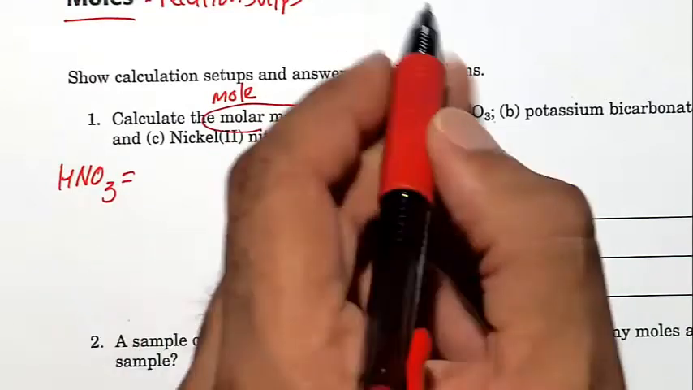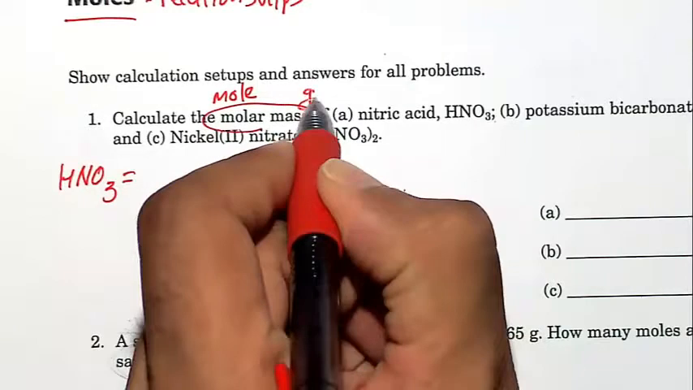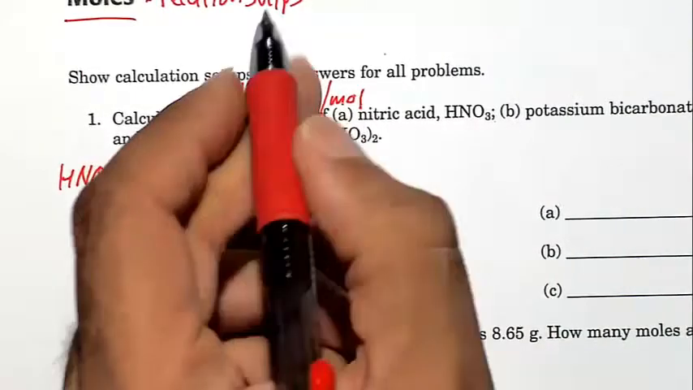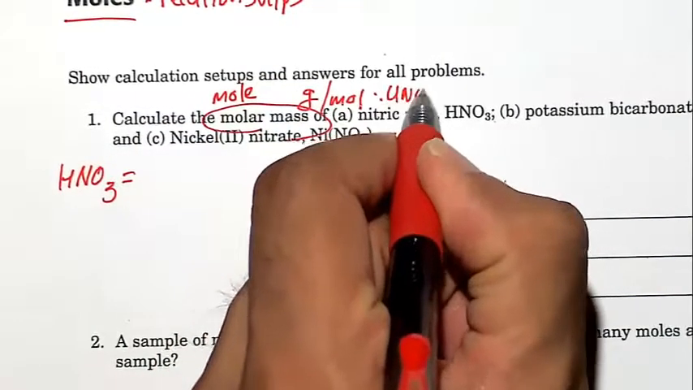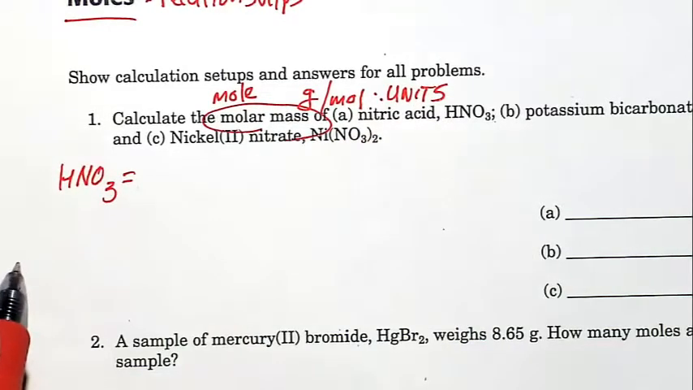The units are going to be in grams per mole. The molar mass has units of grams per mole. Those are the correct units. If you don't put the correct units and just put in any number, that's just a wrong answer. A number without units is meaningless. So let's count this up here.